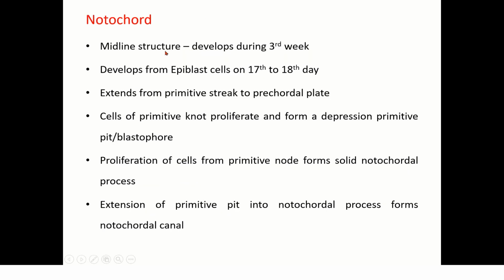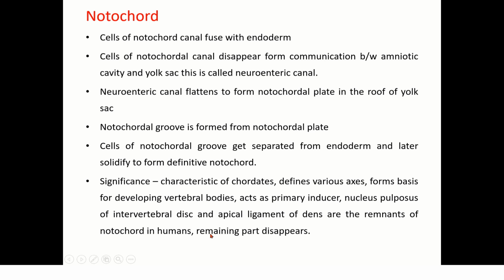Notochord, it's a midline structure developing during the 3rd week, develops from epiblast cells on day 17 to 18, extends from the primitive streak to the precordal plate. Cells of the primitive node proliferate and form a depression, the primitive pit or blastopore. Proliferation of cells from the primitive node forms the solid notochordal process. Extension of the primitive pit into the notochordal process forms the notochordal canal. The cells of the notochordal canal fuse with endoderm.